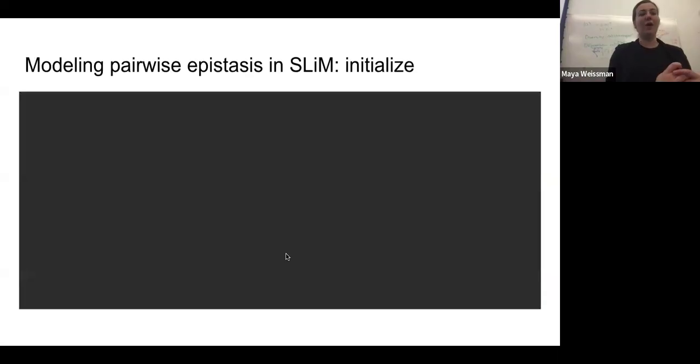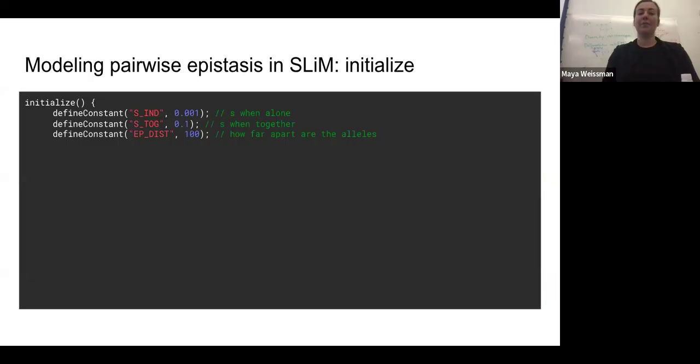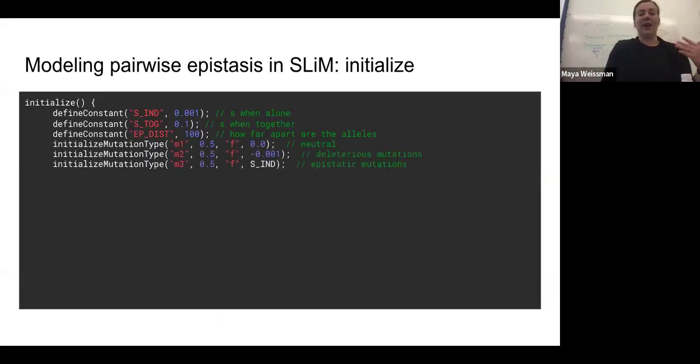Okay, so how would you model pairwise epistasis in SLiM? Inside of initialize, I would personally want to define different constants, like what is the selection coefficient alone versus together. I also would want to define how far apart I want these two epistatic loci to be. And then I created other mutation types. But for M3, I'm saying that the selection coefficient is S-ind, or the selection coefficient when alone.